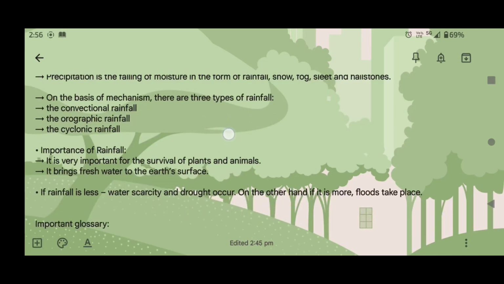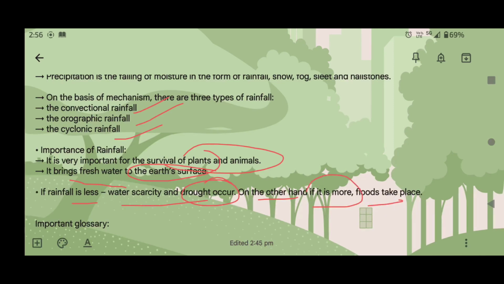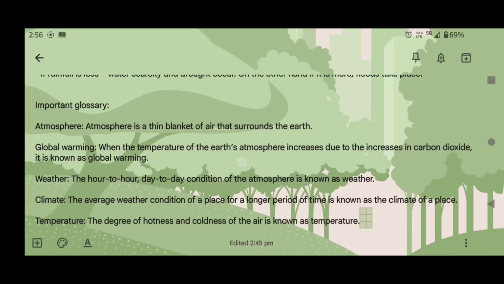On the basis of mechanism, there are three types of rainfall: the convectional rainfall, the orographic rainfall, and the cyclonic rainfall. Importance of rainfall. It is very important for the survival of plants and animals. It brings fresh water to the earth's surface. If rainfall is less, water scarcity and drought occur. On the other hand, if it is more, floods take place.